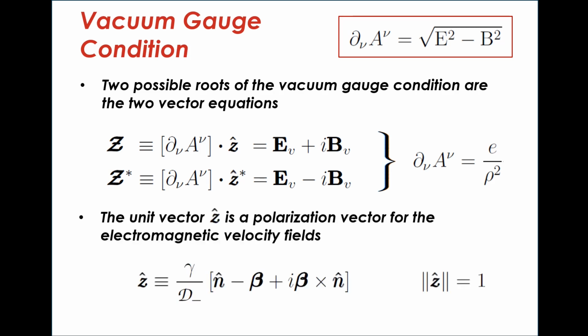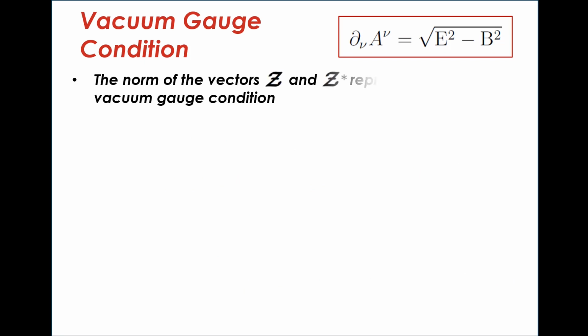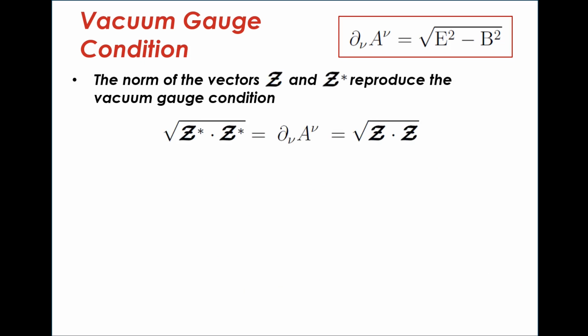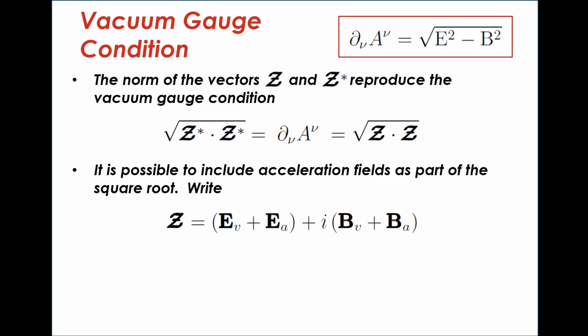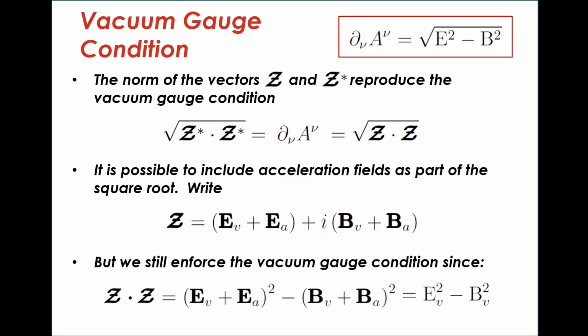Finally, we are showing the complex unit vector z hat, which arises naturally when taking the square root. This unit vector may be referred to as a polarization vector for the particle velocity fields and has a magnitude equal to 1. This polarization vector is similar to complex circular polarization vectors in the theory of electromagnetic waves. Now the norms of our vectors, capital Z and capital Z star, simply reproduce the vacuum gauge condition. But note that it's possible to include particle acceleration fields as part of the square root.